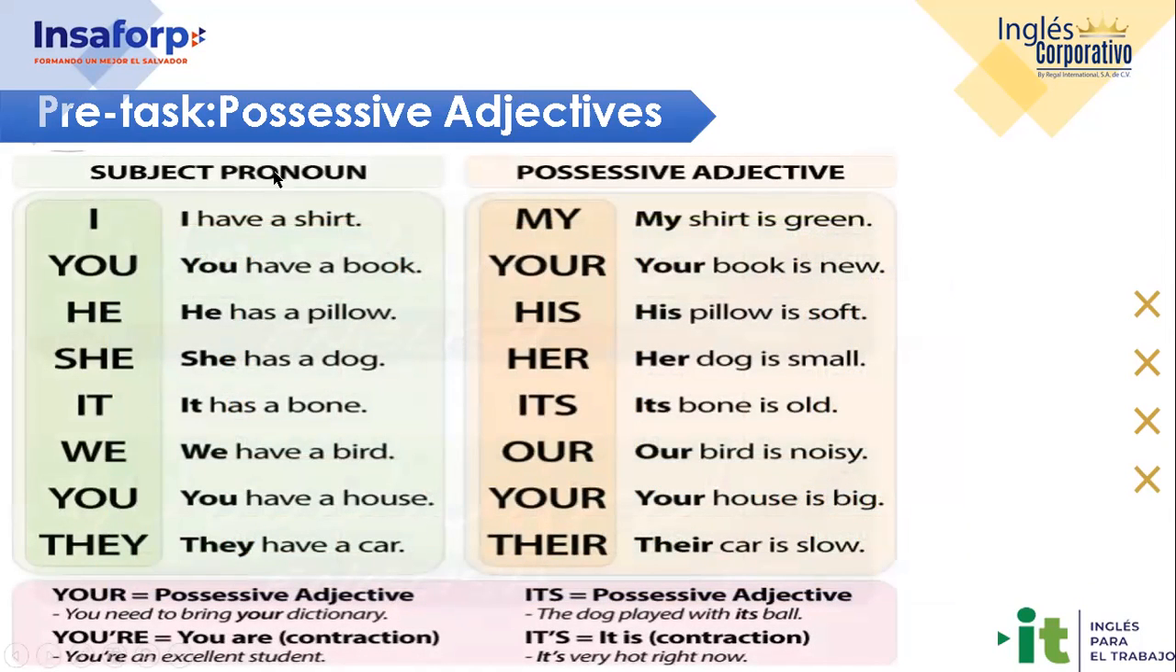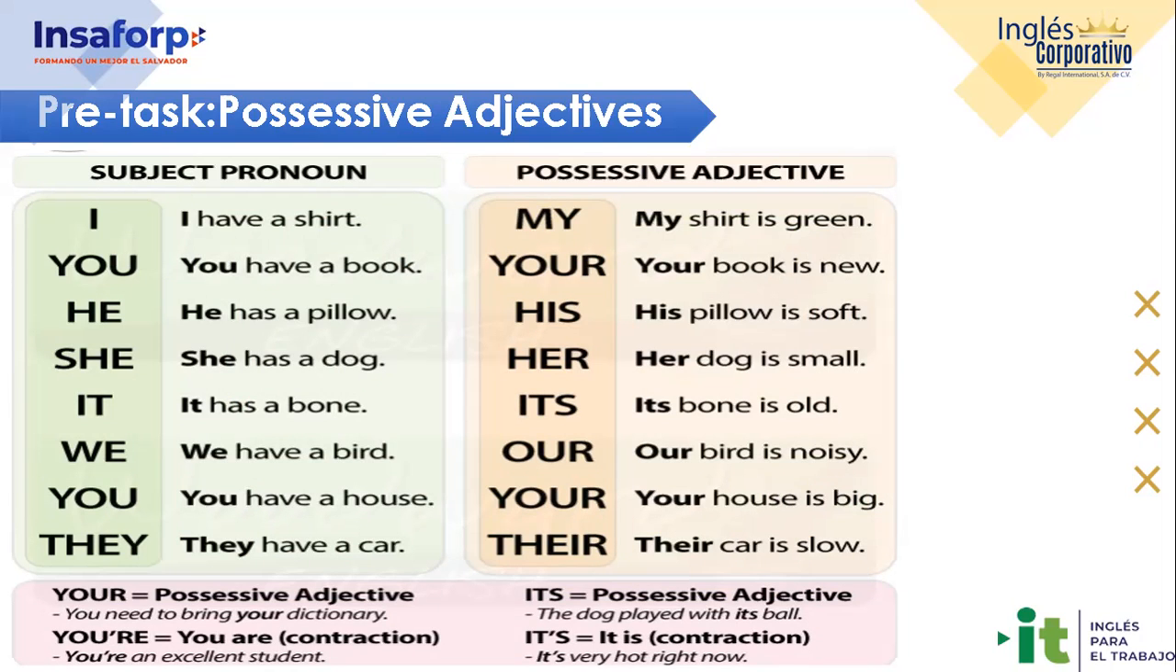Okay, so here we have some examples. Let's see, Carlos, can you read the first part? Subject pronoun, example one, I have a shirt, my shirt is green. Yo empiezo con el primero. Tengo una camisa. Mi camisa es verde. Entonces, recuerden, el possessive adjective nos va a indicar una posesión. Yo tengo una camisa. El verbo have también lo utilizamos de esa manera. Pero podemos utilizar otra forma, que es utilizar un possessive adjective para indicar una posesión.